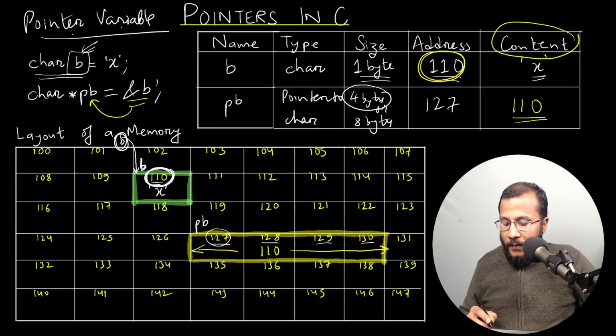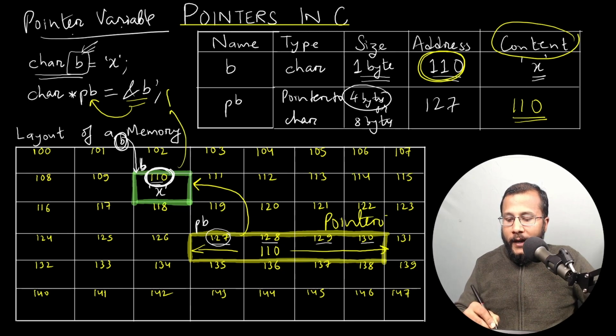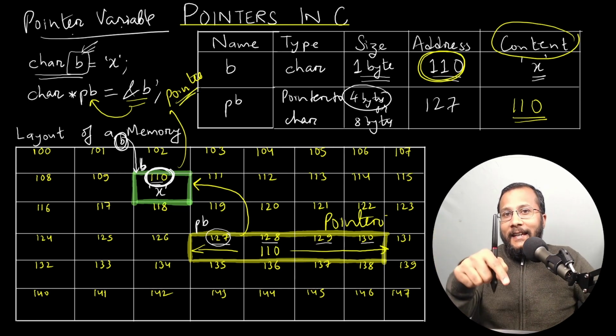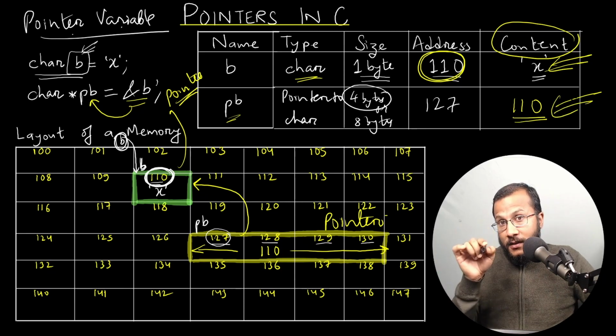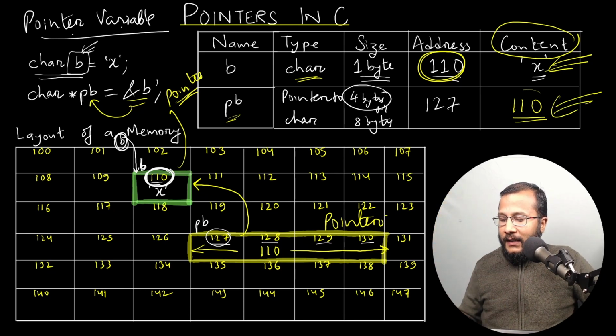So I say pb is a pointer, a pointer variable, and pb is pointing to the variable b. So I say b is a pointee. Pointer points to a pointee. A very important thing to note down here: the content of a normal variable like the character variable is the character value, but the content of a pointer variable is always the address of some memory location. So it is storing the address of b, which is 110 in this case.